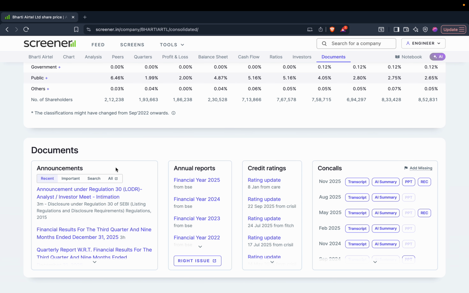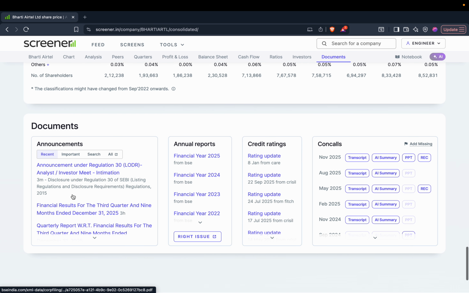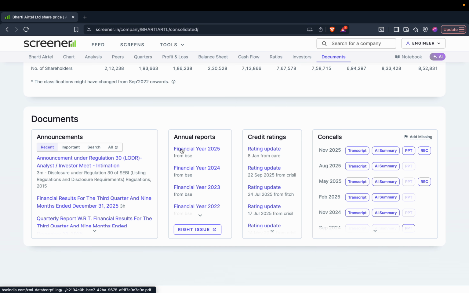You can look at all the documents like recent announcements and their annual reports. You can just open them and read credit ratings, what credit updates or whatever happened, their con calls, transcripts from them, PPTs, recordings, all of that. So Screener is quite a comprehensive tool.